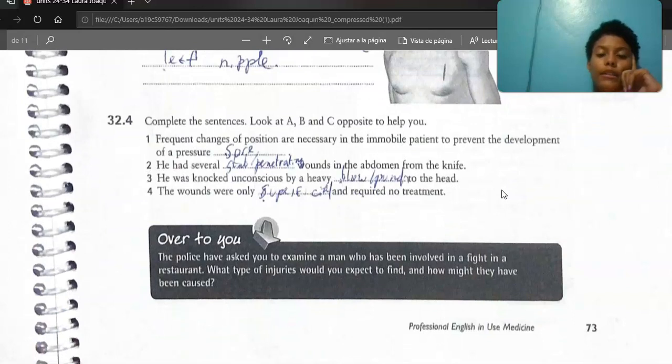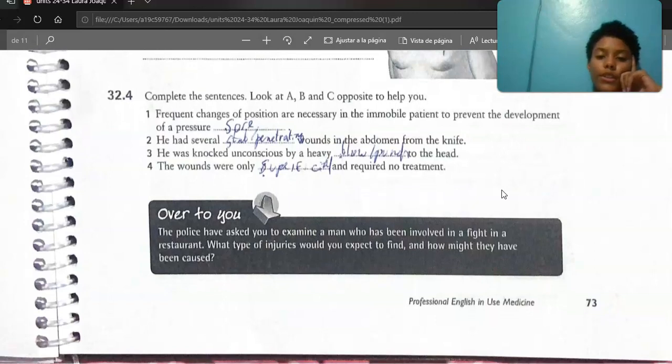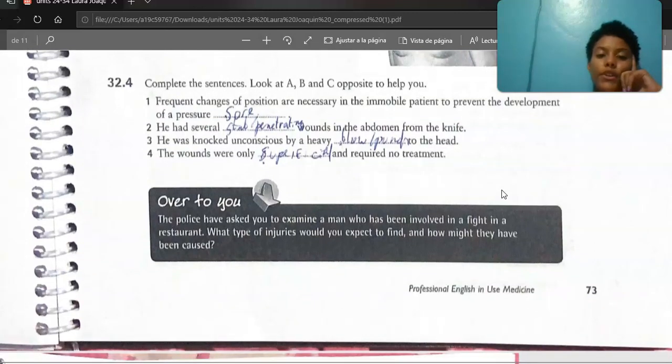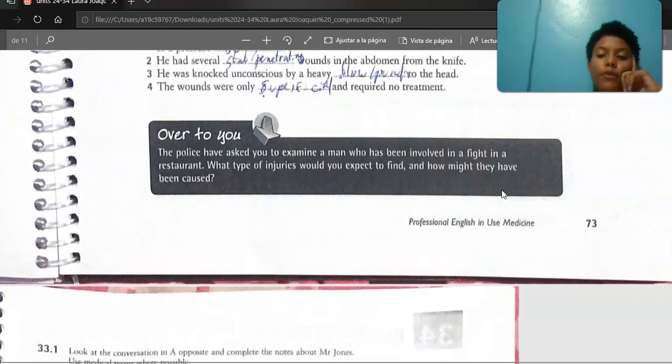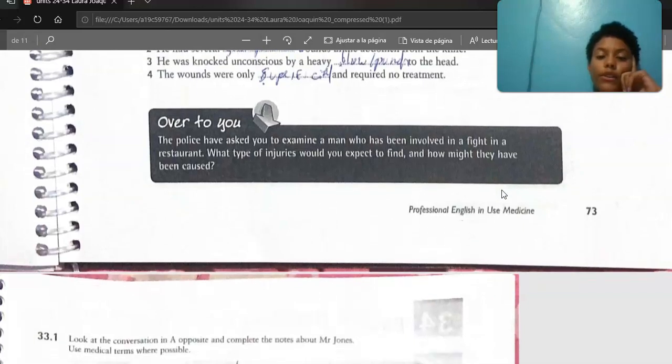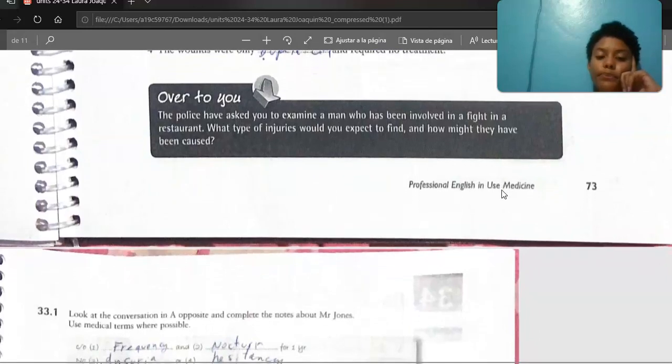Complete the sentences. Look at the box opposite to help you. Frequent changes of position are necessary in the mobile patient to prevent the development of a pressure sore. He had several stab, penetrating wounds in his abdomen from the knife. He was knocked unconscious by a heavy blow upon the head, and the bruises were only superficial and required no treatment.